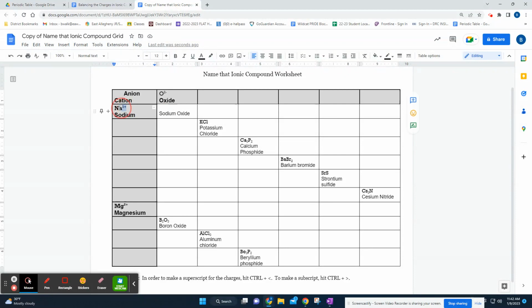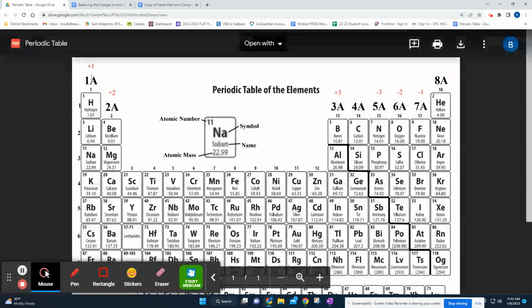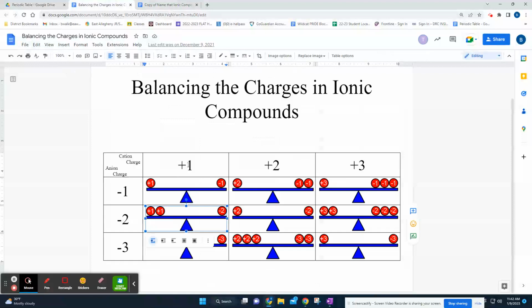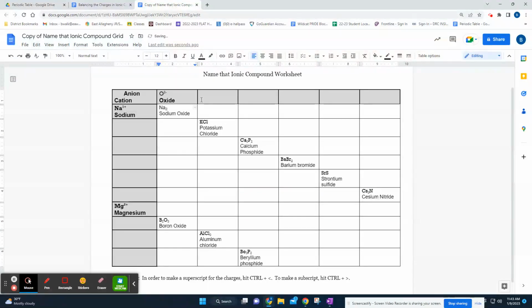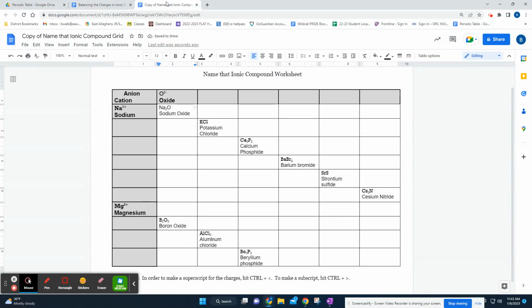I have the charges listed on here as +1 and -2 for these two, and we have to figure out what the other ones are, but attached to the assignment is also the periodic table with all the charges on it. Sodium is a +1, oxygen over here is a -2. So if I'm going to put sodium and oxide together, I use my seesaw. It's a +1 bonded to a -2, and if I look at the seesaw that corresponds to that, I have two +1s on the left. So I'm going to put two sodiums in, and one oxide, one -2 ion on the right, and then I have the formula.